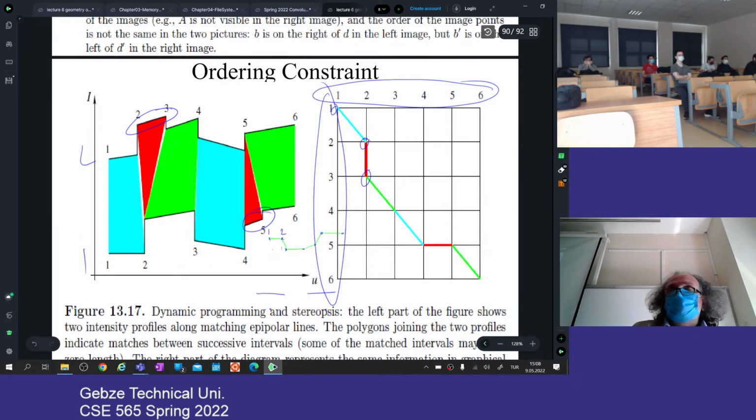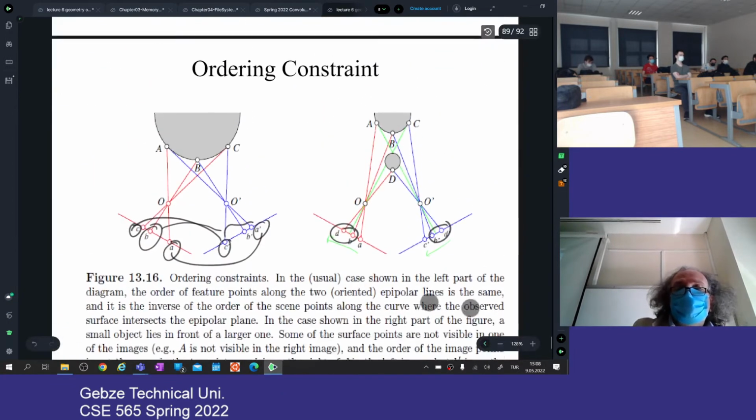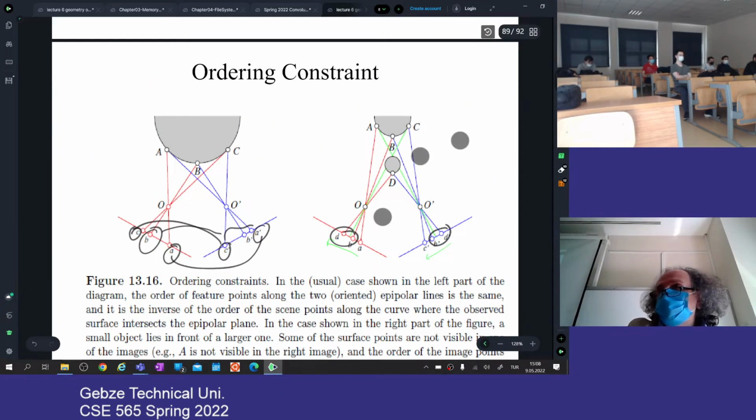One of them is occluded from the other one. As long as the ordering constraint is satisfied, then I am fine. This will work on this kind of images, but not on this kind of images.